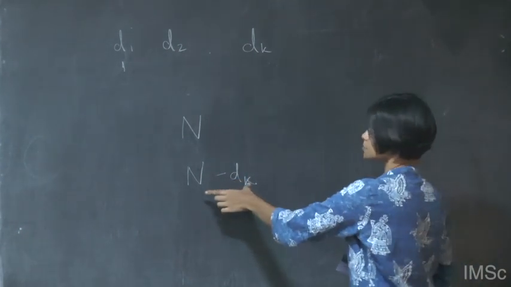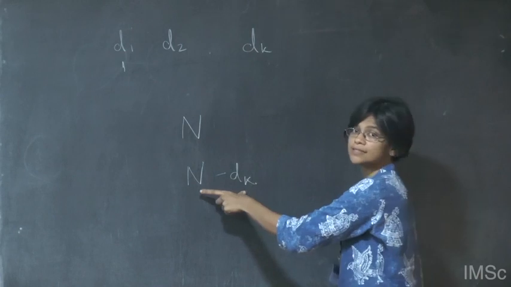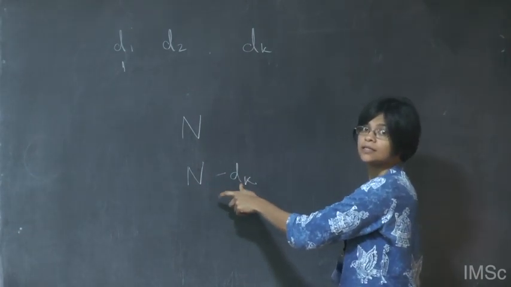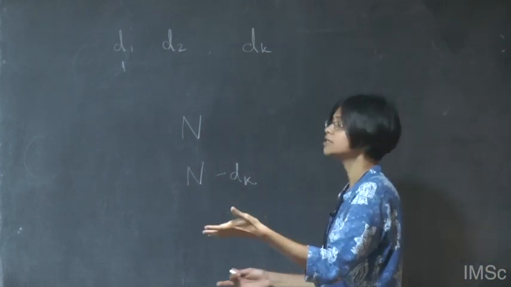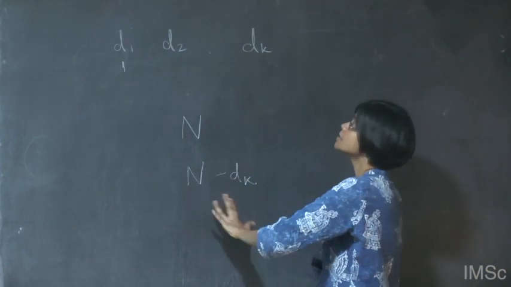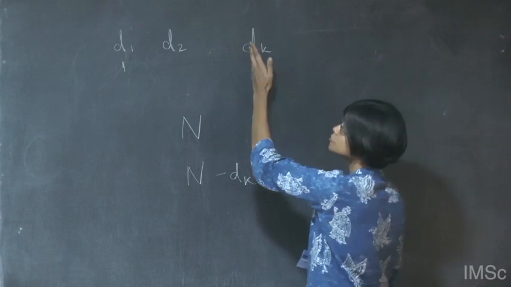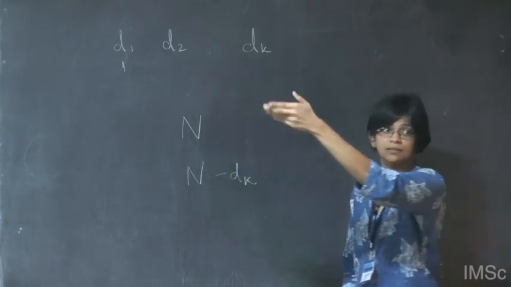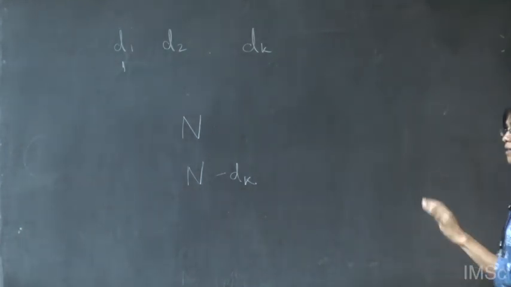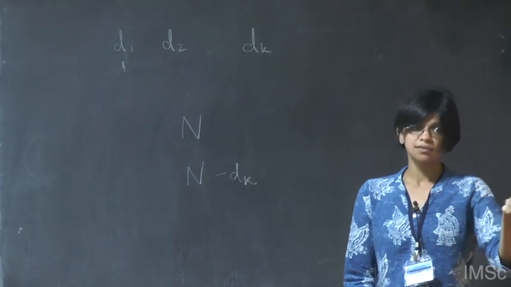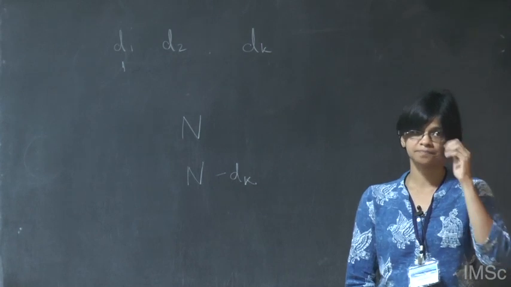Now you look at this amount. If dk is still less than n minus dk, you continue to give these notes, right, until you hit a point where whatever you're left with is less than the dk, in which case you proceed to the next denomination and give coins or notes from that. So that is the greedy algorithm. Just take the best possible move at that time.